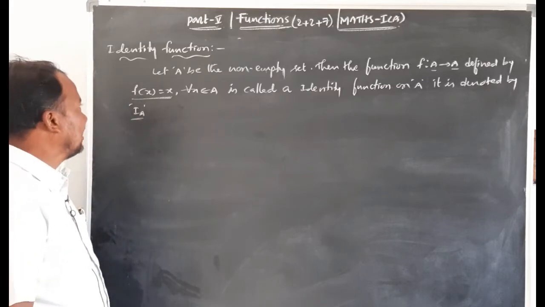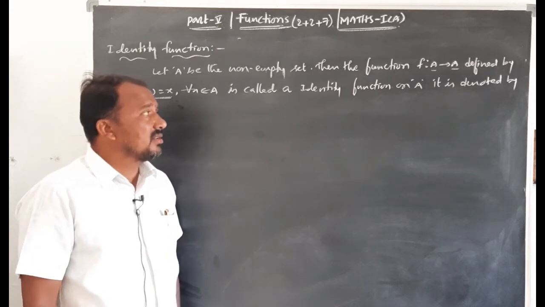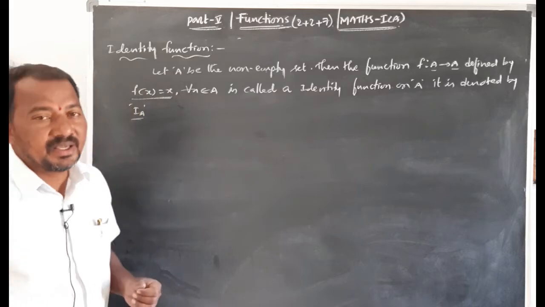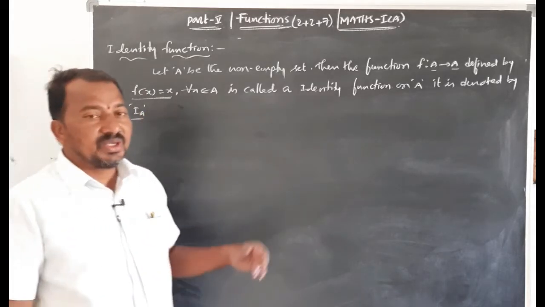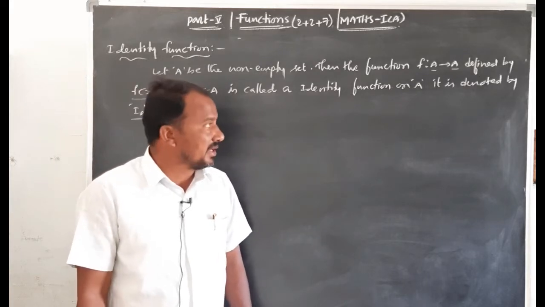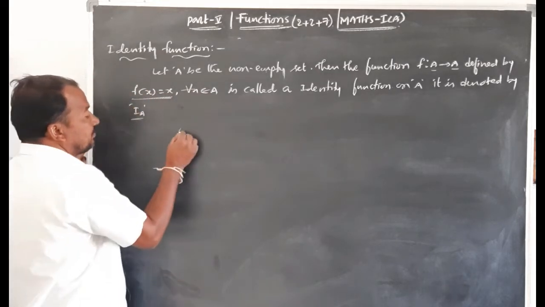I_A. Once again, let A be a non-empty set, then the function f from A to A defined by f of x equals x for all x belongs to A is called an identity function on A. It is denoted by I_A. Give an example.